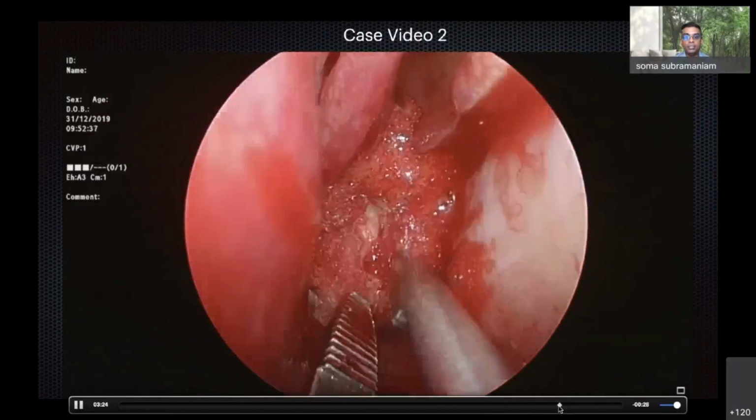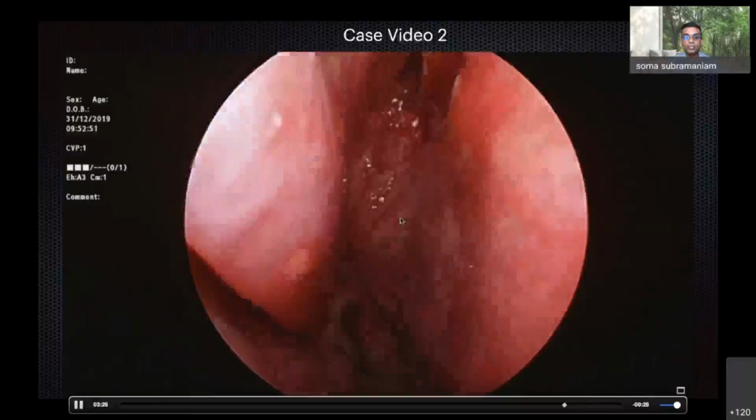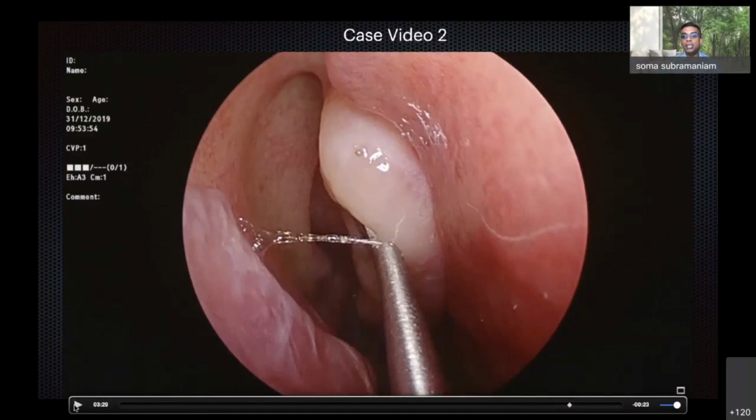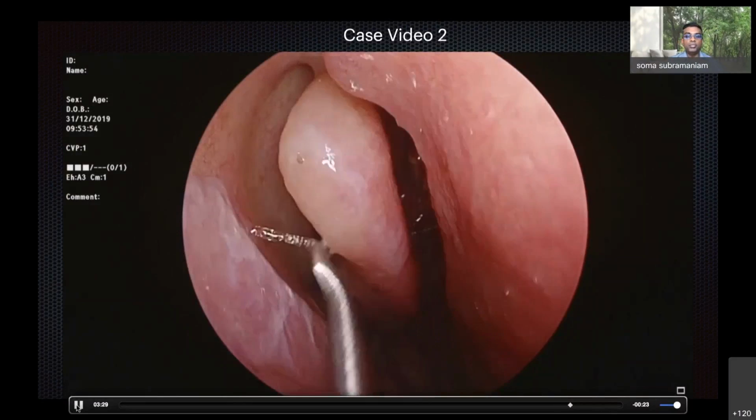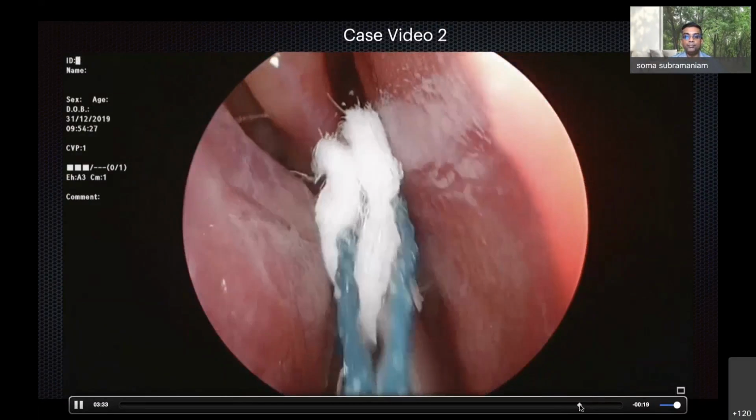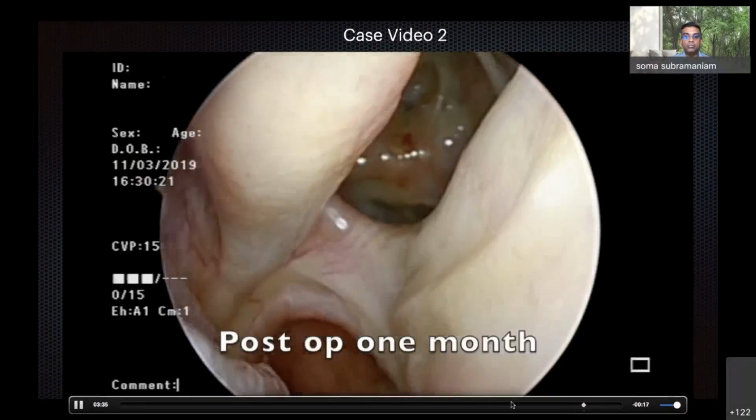And then you can see that, okay, so once that's done, this is the rescue. If you're confused with the terminology, a rescue flap is basically rescuing the pedicle of the nasoseptal flap, and that's all we are doing. So return the turbinates to the original position, and that's the end of the procedure. That took about 45 minutes.